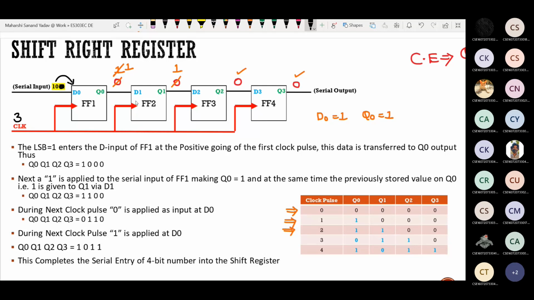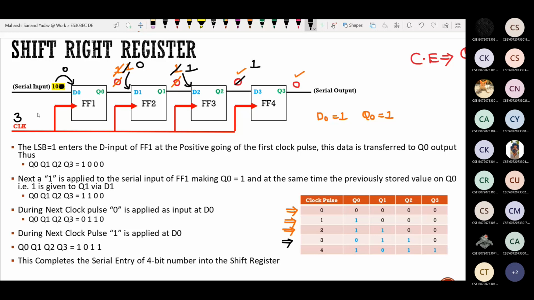But before that only, as it is synchronous, this 1 will be given to D1, and this 1 will be given to D2. When you are applying 1 to D2, this 0 changes to 1. And if you apply D1, this output changes to 1. And if you apply D0 here, which is 0, this output changes to 0. So after the application of third clock pulse, the content which is present is 0, 1, 1, 0. So simply it is getting shifted by 1 bit position for the application of clock pulse.